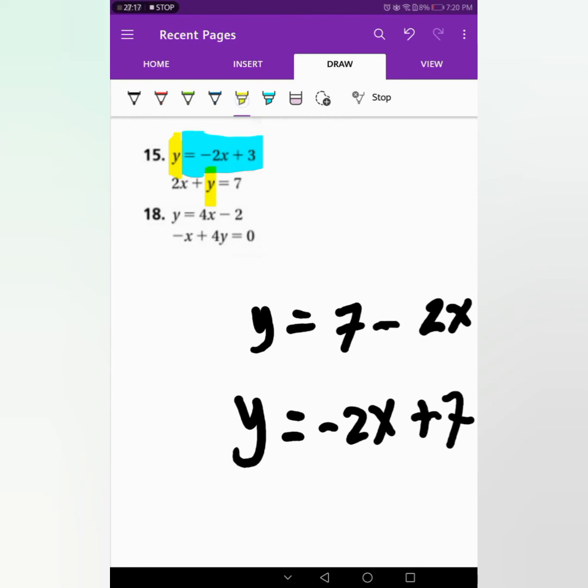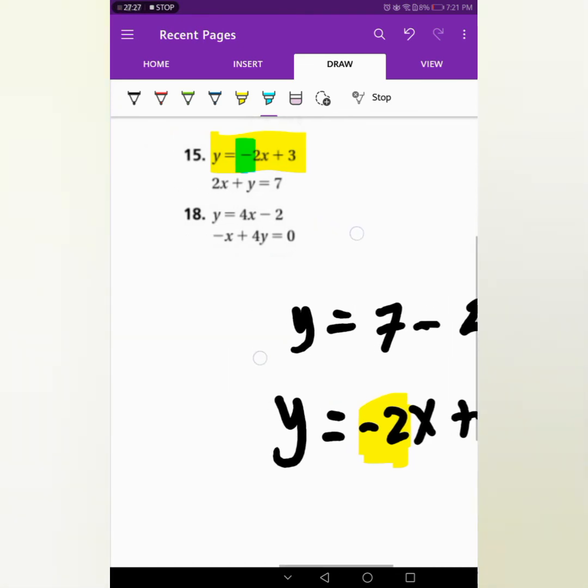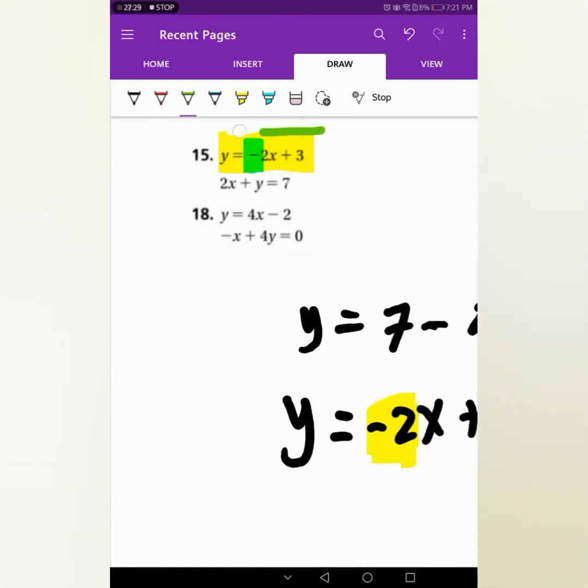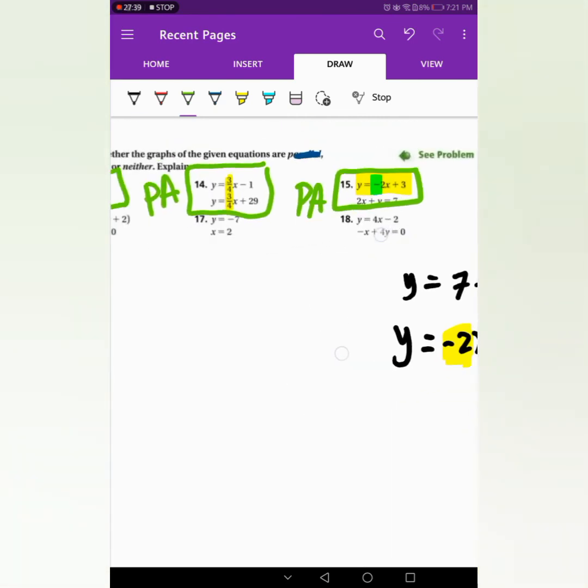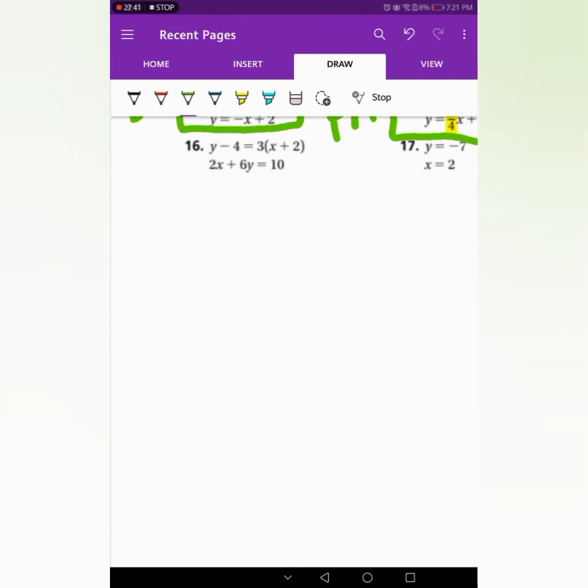So what is the slope here? -2, yes? And come back to the first equation here. It's -2. So they are what? Parallel. They are parallel. He tried to trick me, but he will not. So here is PA, which is parallel, yes?